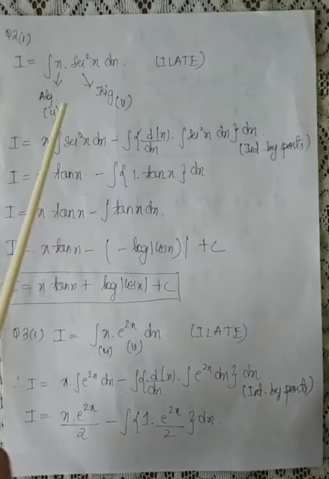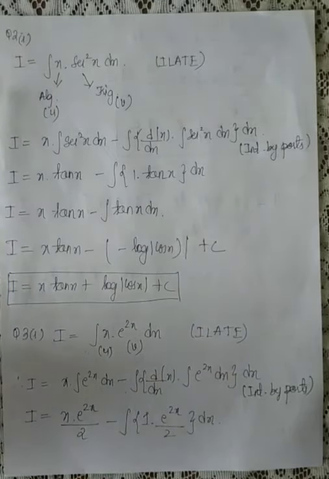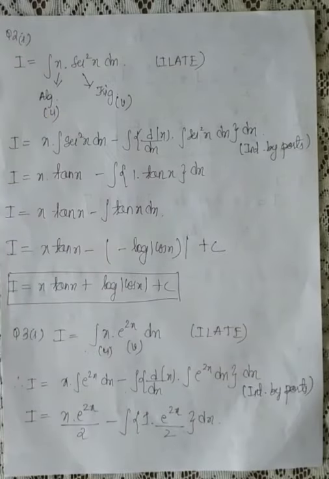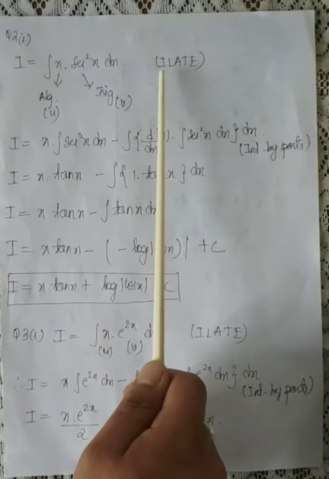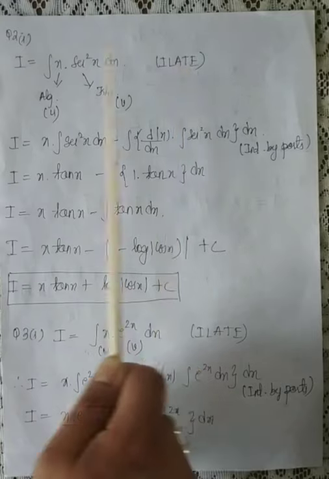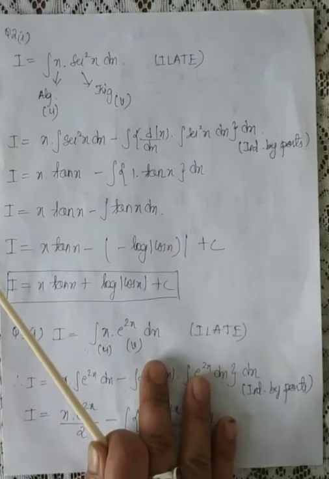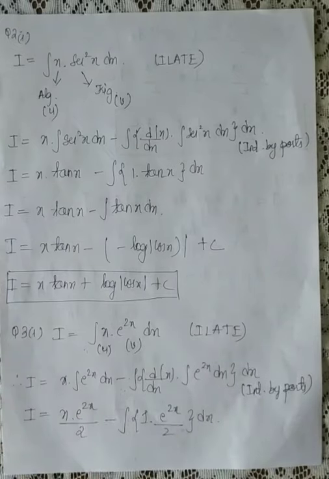Again, please list it out here. X into sec square x. X into sec square x. So x is algebraic function and sec square x is trigonometrical function. I hope you're clear with this. Algebraic, trigonometric. Now go to the word ILATE. Again, ILA. So algebraic comes first, T, trigonometrical comes second. So hence, x will be a U and sec square x will be a V.